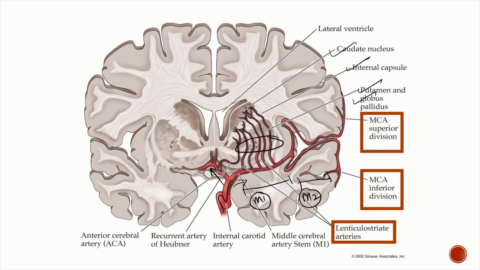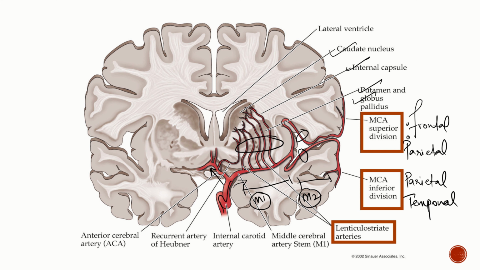Okay. Then what happens is the middle cerebral artery travels in the sylvian fissure and divides into the superior division and the inferior division. This is the superior division and this is the inferior division. This is the M2 segment, or these are the two M2 branches of the middle cerebral artery. The MCA superior division supplies the frontal lobe and the superior part of the parietal lobe, whereas the inferior division supplies the inferior part of the parietal lobe and the superior part of the temporal lobe.